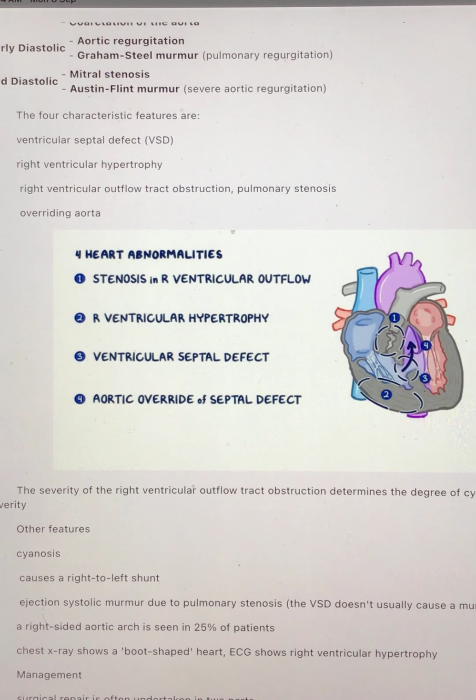The severity of right ventricular outflow obstruction determines the degree of cyanosis, and other features of cyanosis cause right to left shunt. Whenever there is right to left shunt, ejection systolic murmur due to pulmonary stenosis, and right-sided aortic arch is 25%. Chest X-ray shows boot-shaped heart, ECG shows right ventricular hypertrophy. Surgically taken, cyanotic episodes may be helped by beta blocker.